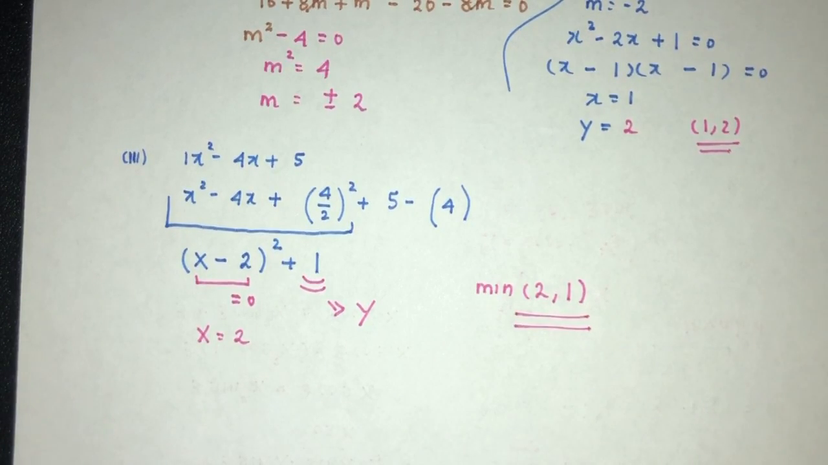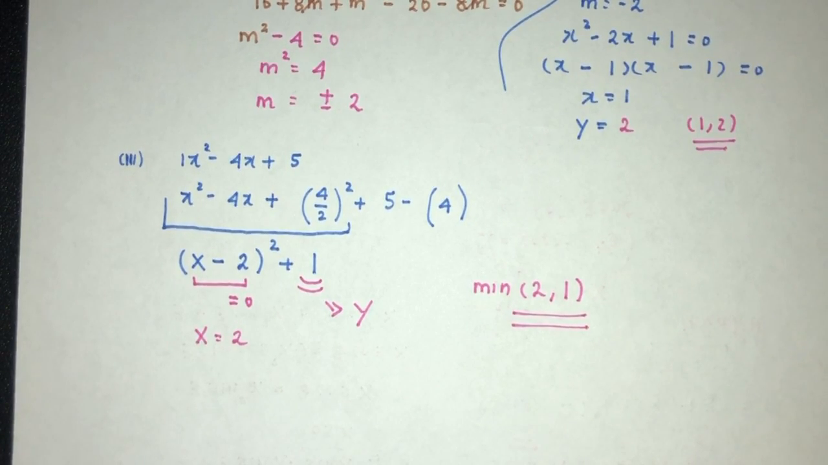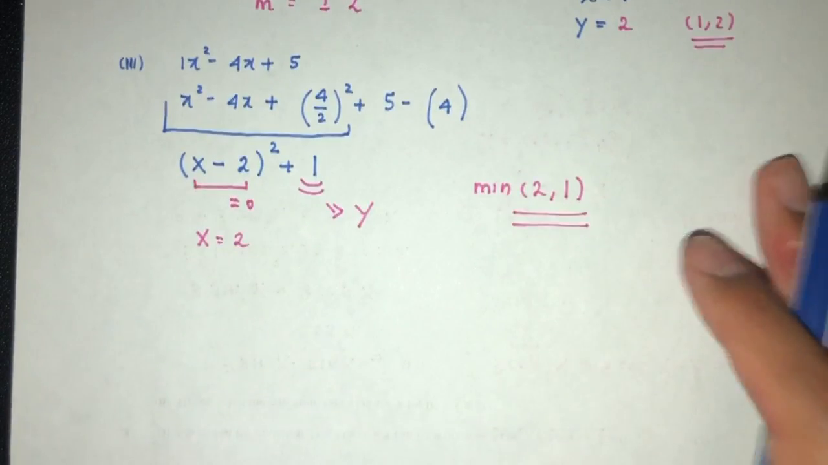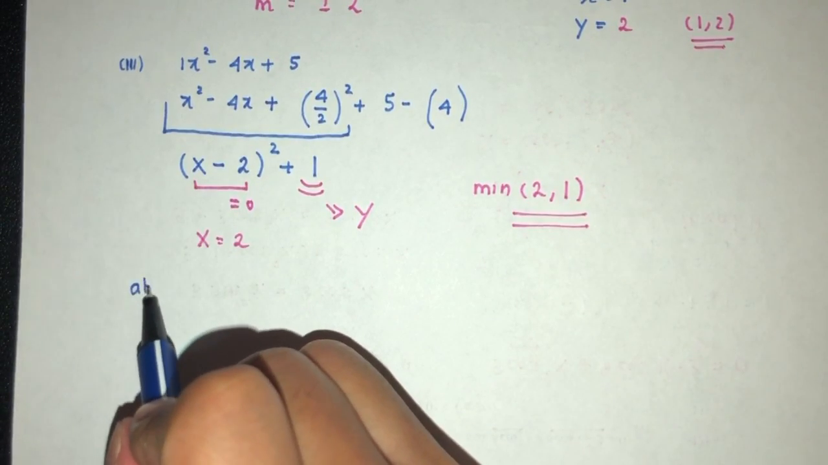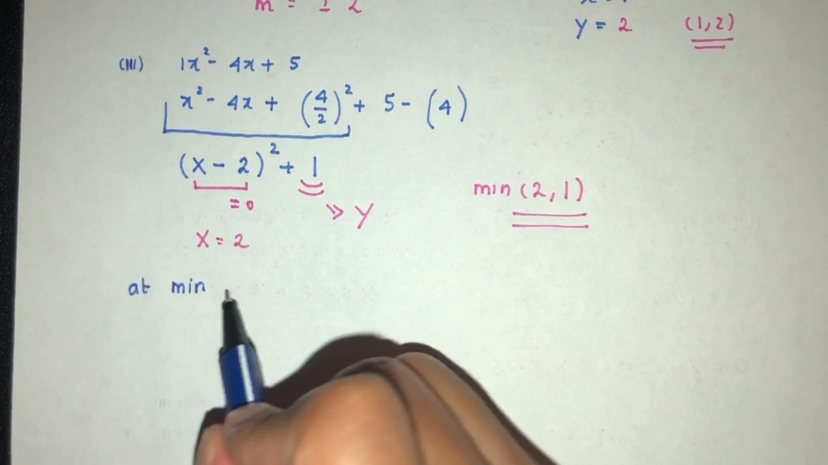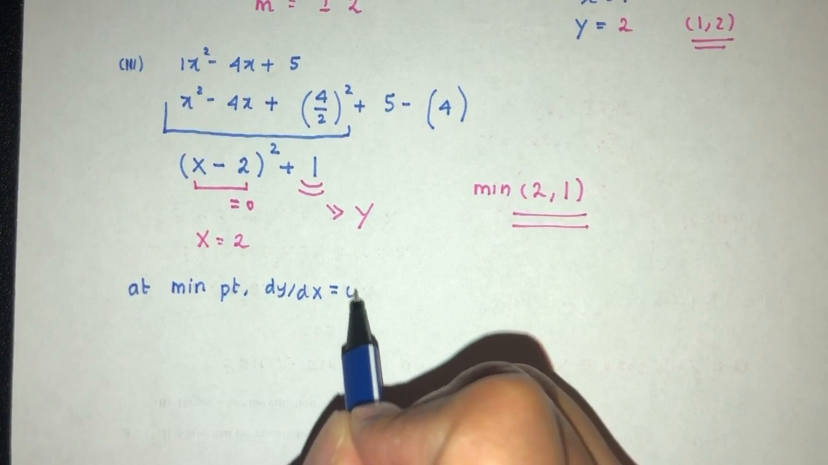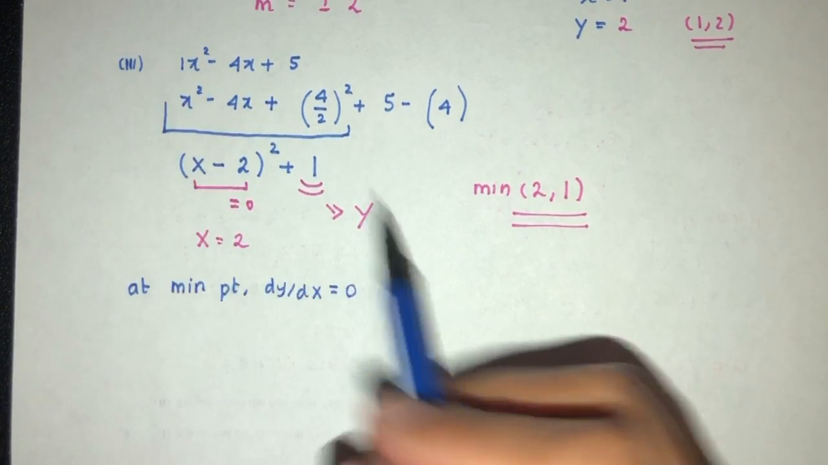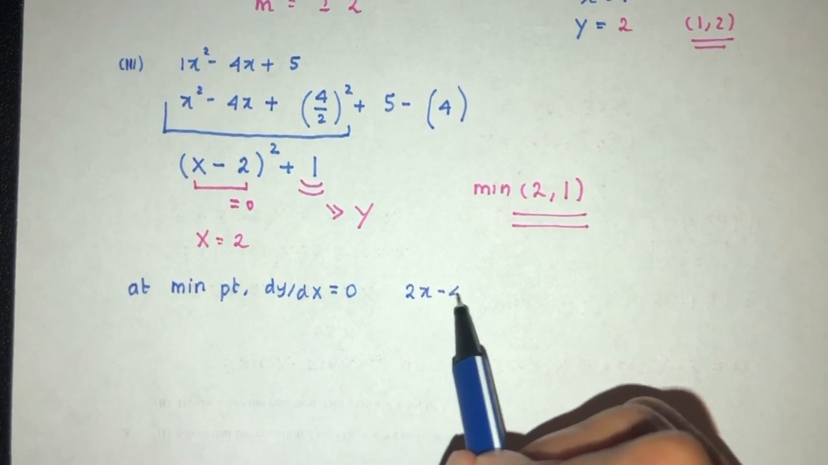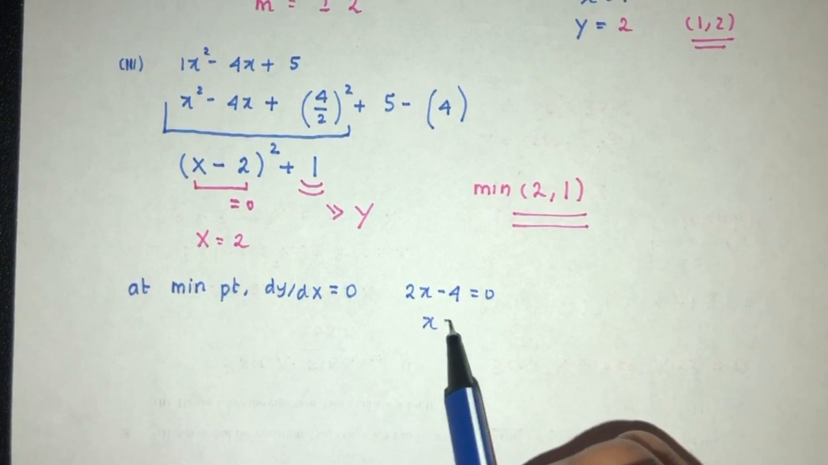So again, if you guys want to go through the other way as well, it's pretty easy. For example, we always say what? At the minimum point or the stationary point, what do we know? dy by dx has to be 0. So let's find dy by dx. That will be 2x minus 4 has to be 0. So x will be 2.